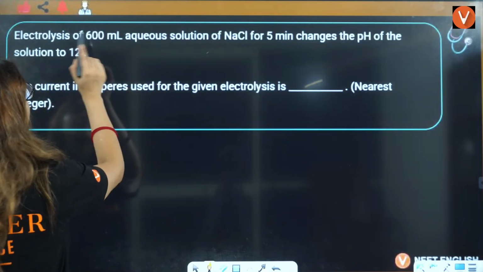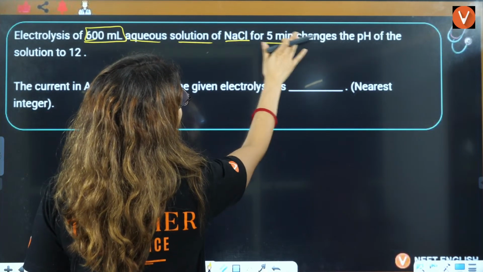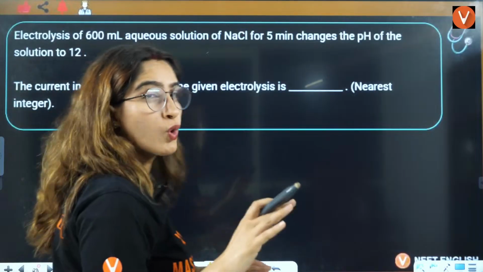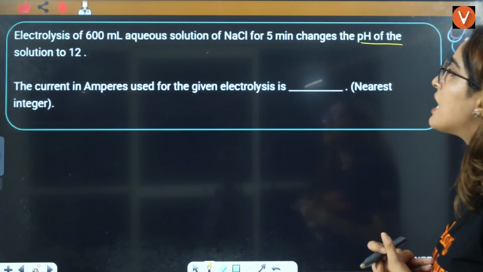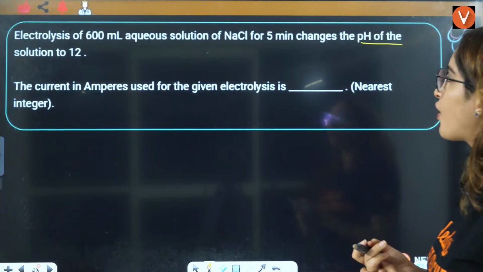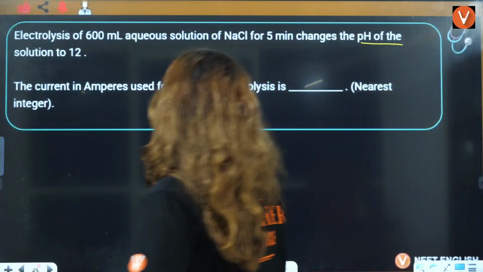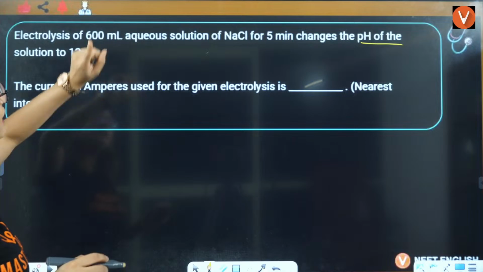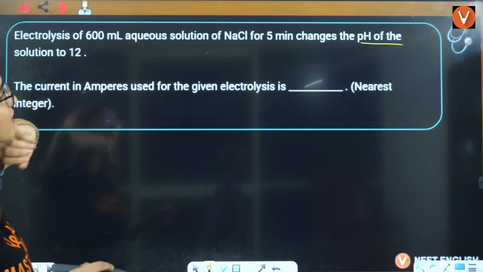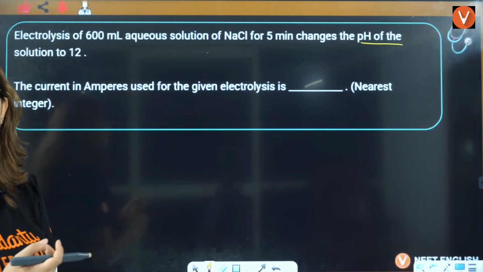Okay. So electrolysis of 600 milliliter aqueous solution of NaCl for 5 minutes changes the pH of the solution to 12. It's a good level of question. The current in ampere used for the given electrolysis is what, right? The volume is given to you, electrolysis of NaCl for 5 minutes, time is given to you, pH of the solution is given to you, right?